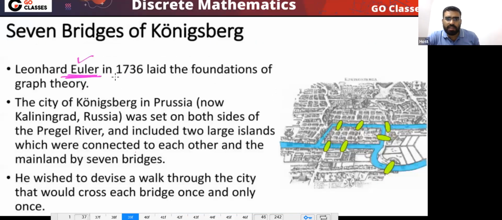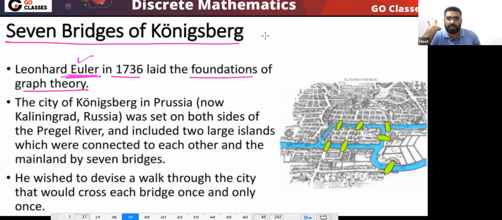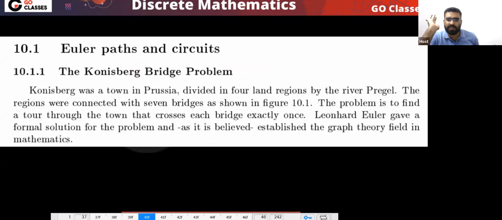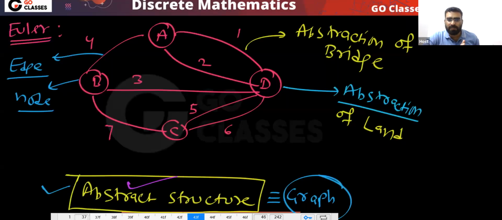So basically, Euler started graph theory. If anyone asks you who the founder of graph theory is, then Euler is the graph theory founder. Okay, and this was the 7 bridges of Königsberg. This is the first problem of graph theory. Okay, and this is very interesting. Now let me tell you, actually this is not very hard. We will study this after some time.